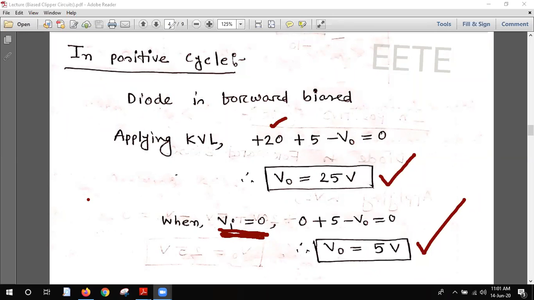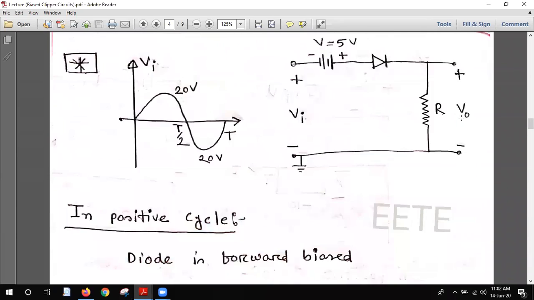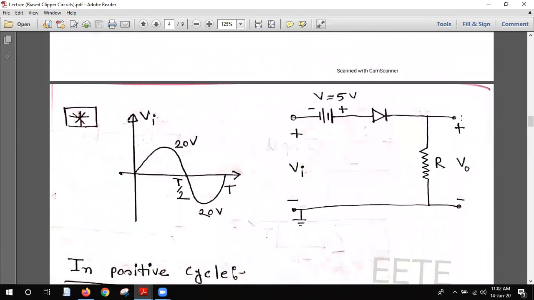Let's go for the negative cycle. What happens? In the negative cycle it will create some problems. How? Now this is negative, this is positive. So now the diode is reverse biased for the AC voltage. But for the DC voltage, this is positive, this is negative, so the diode is forward biased. So the dilemma comes in the negative cycle in this example.